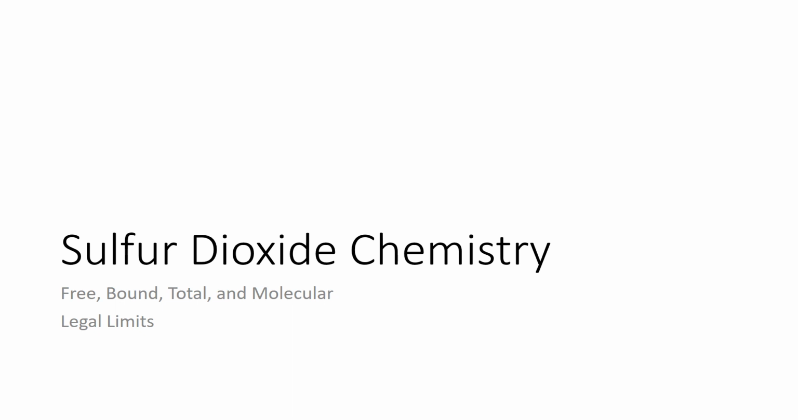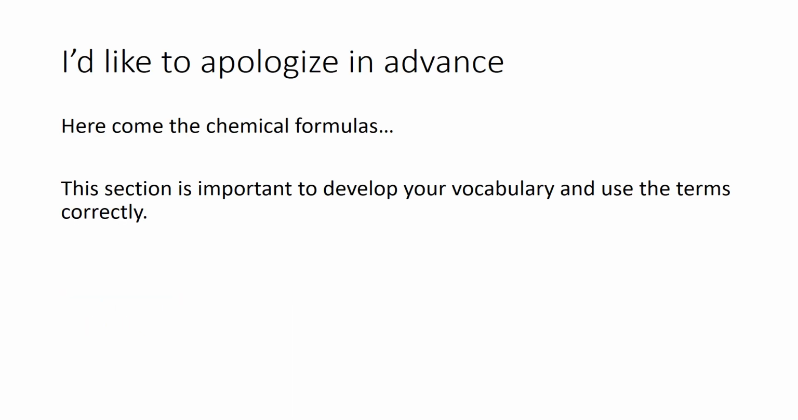Now we're going to get into the chemistry aspect of this presentation, and we're going to talk about the different forms of sulfur dioxide, including free, bound, total, and molecular, and we're also going to talk about different legal limits and why. So, I'd like to apologize in advance because here come the chemical formulas.